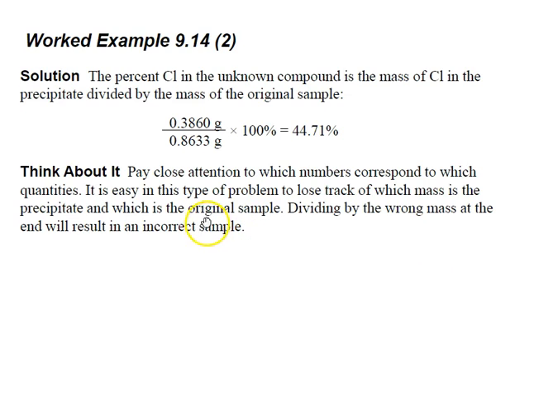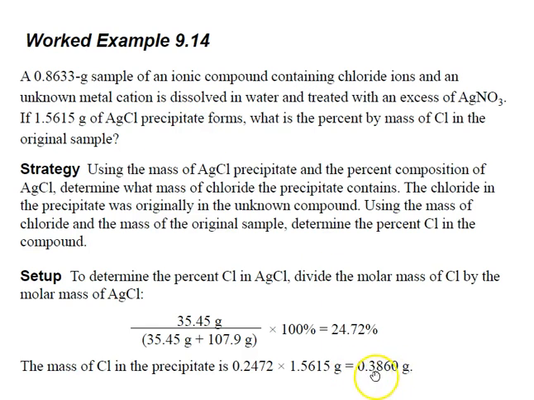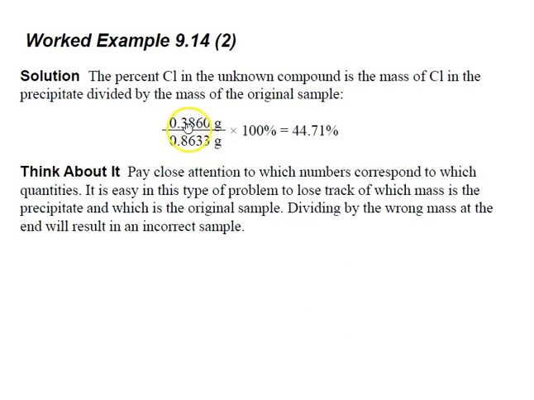So then we can do our percent calculation, part over whole. The percent chlorine in the unknown sample is the mass of chlorine in the precipitate divided by the mass of our original. So we take what we just calculated. Let me show you that again. 0.3860 divided by 0.8633, multiply by 100, we get 44.71%.